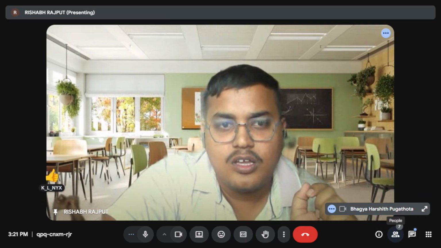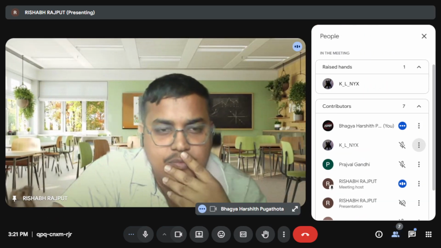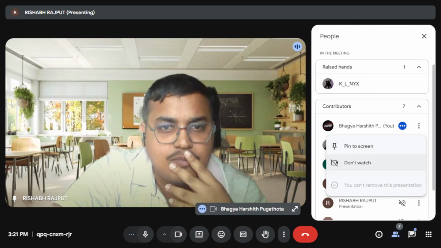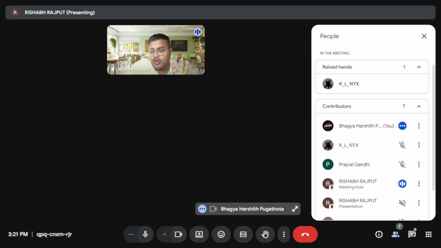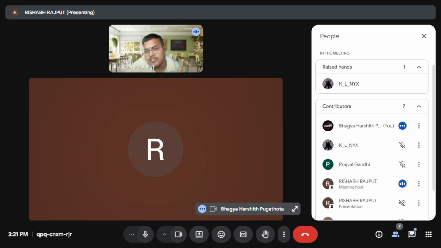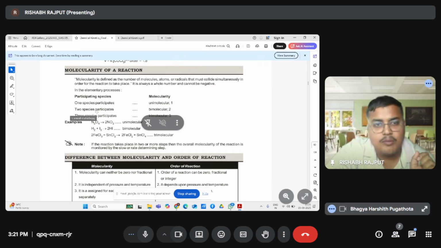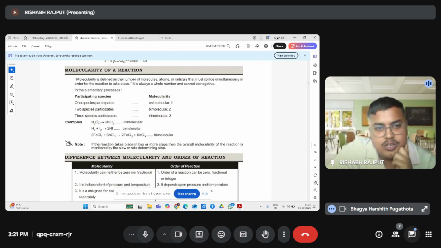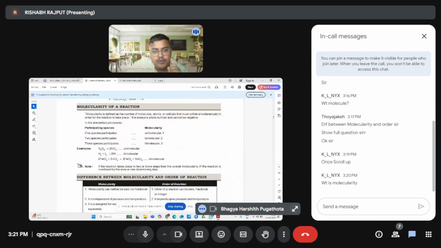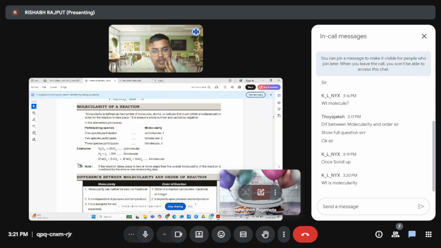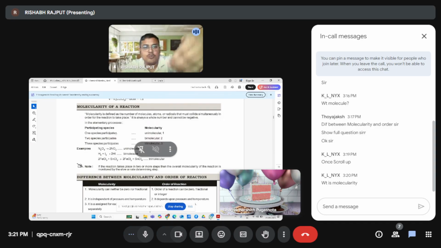That is what I'm calling molecularity, and the terminology is like unimolecular, bimolecular, trimolecular. You can see an example here. In this reaction you have only one reactant, so it is unimolecular. Why? Because in the container only one type of molecule will collide at one time to make the product. That is why it is unimolecular.